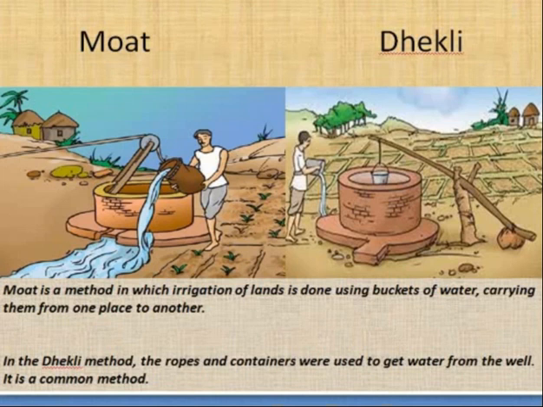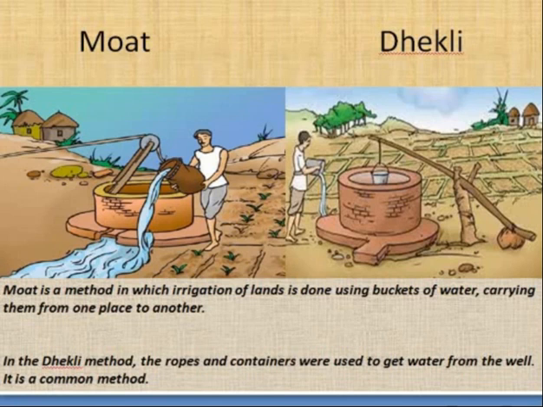Now moat is a very important method and it is commonly used. Moat is a method in which irrigation of lands is done using buckets of water, carrying them from one place to another. Means in this process, the water is taken from a water source and then it's supplied manually to the crops. But in dhekli method, the ropes and containers were used to get water from the well.